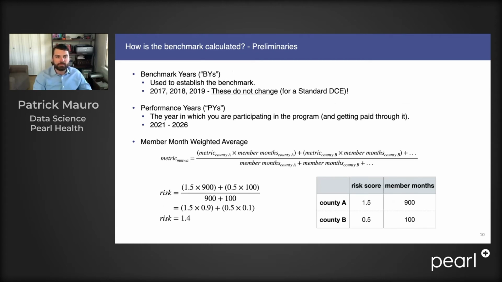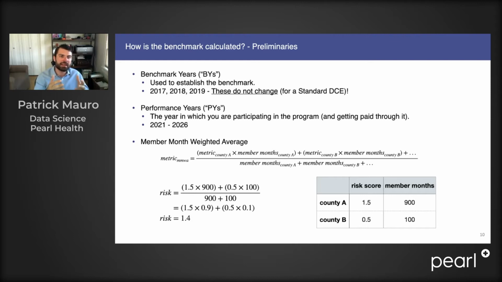So now we're going to get into how the benchmark is calculated. Forgive me on this slide. There's just a lot of little details that we need to discuss and make clear before we jump into the calculations themselves. And this just helps level set a shared language for this.